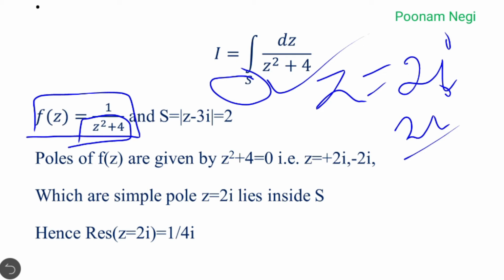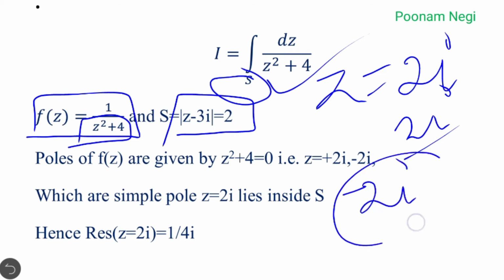These are simple poles. Since we are given this circle, we drop minus 2i because it does not belong to this circle. So we will evaluate our residue only at z equals 2i. We have to calculate our residue at z equals 2i.